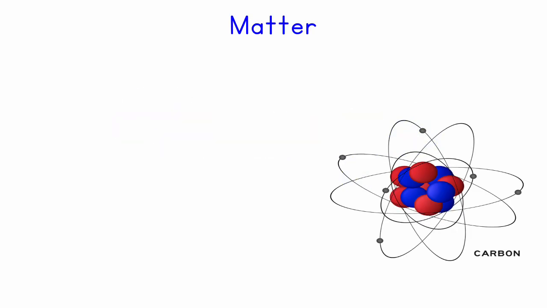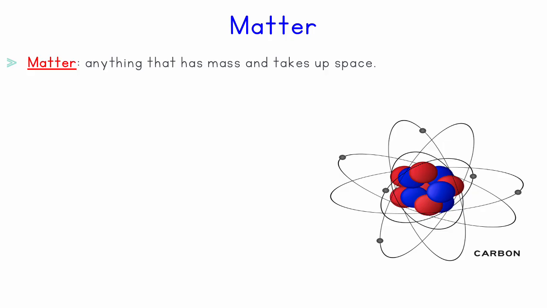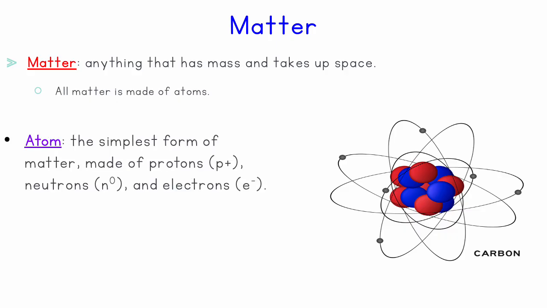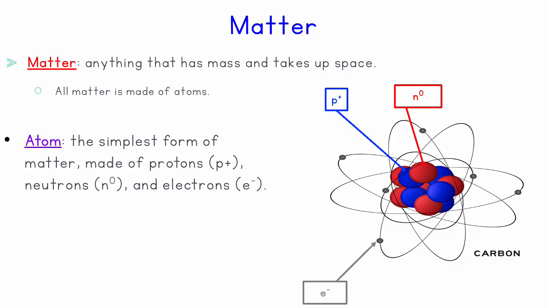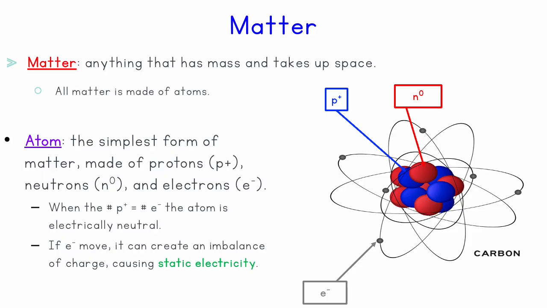First we're going to quickly review matter. We know that matter is anything that takes up mass as well as space. All matter is made up of atoms, and an atom is just the simplest form of matter, made up of protons, neutrons, and electrons. When the protons and electrons are equal, the atom is considered electrically neutral. If electrons move, it can create an imbalance of charge, causing static electricity.